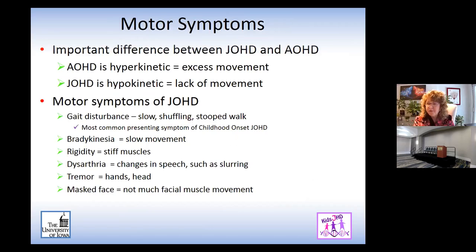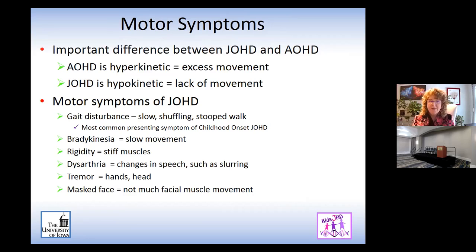The important difference between JoHD and AOHD is the motor symptoms. Hyperkinesis: kinesis just means movement, and hyper means excess. So AOHD is typically excess movement. It's chorea, and chorea means dance-like. It's different from a tremor, which is a motor abnormality but not fluid. Chorea is more dance-like and a little bit more fluid, so especially at low levels, it doesn't look abnormal. It just looks like a little excess movement.